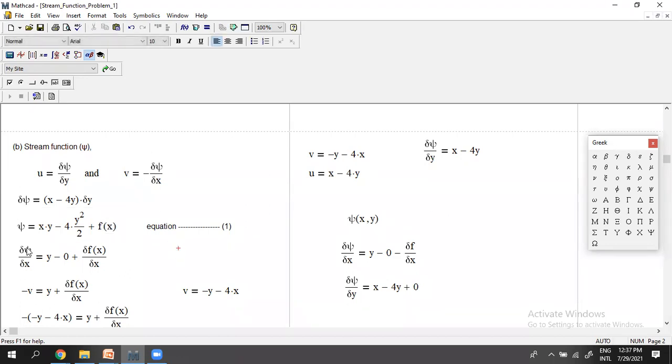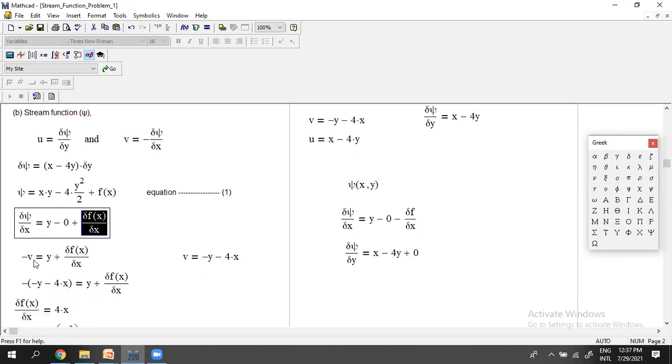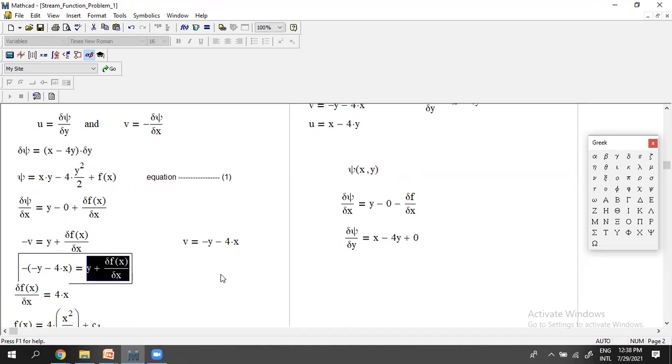Then you take the derivative of this one, del psi by del x. Now del psi by del x equal to what? Look, del psi by del x equal to minus v, right? So del psi by del x equal to y plus this one. Now minus v, so minus v plus y plus del f by del x. Now, what is the value of v? The value of v is given over here. So on the left side, you put the v, the right side remains the same.